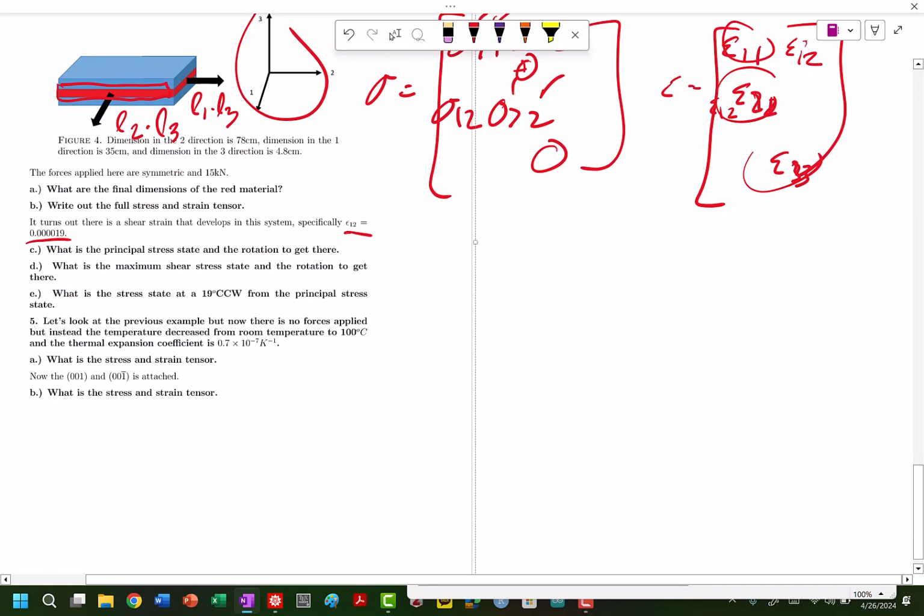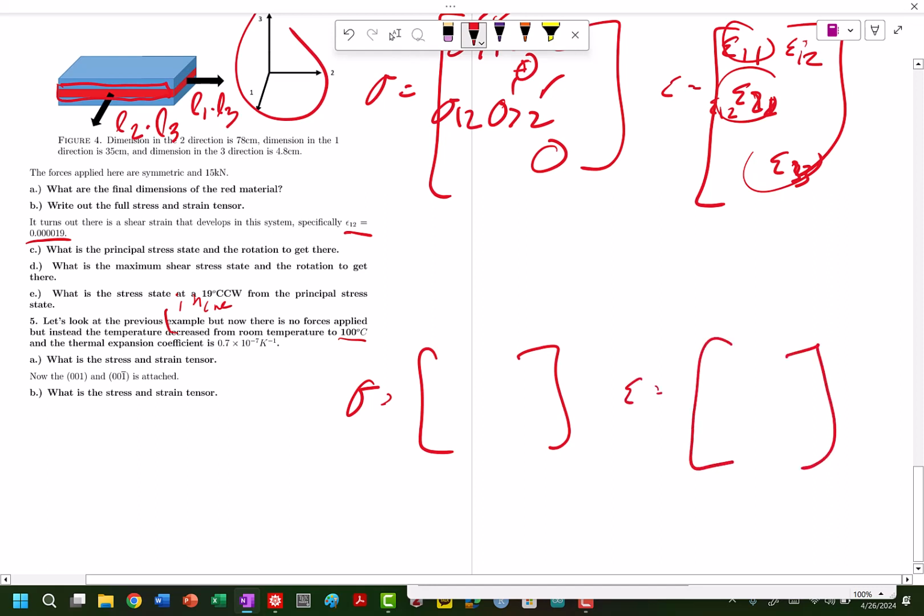Let's look at the previous example, but now there are no forces and the temperature decreased from room temperature to 100 C. I think it needs to be increased. So that's just an error here, an increased typo. So now the temperature is increasing. So there are no forces or no stresses initially.